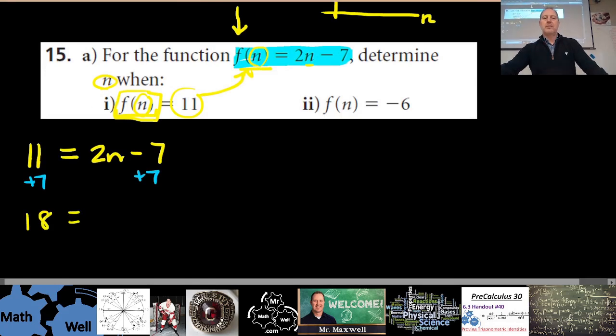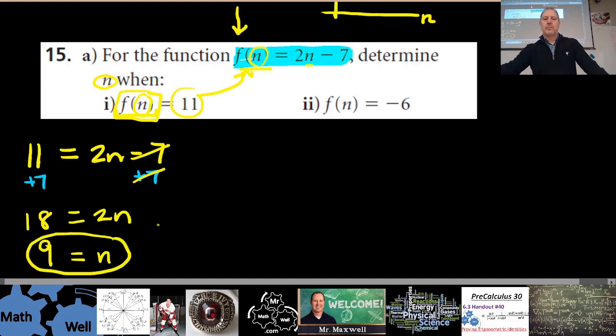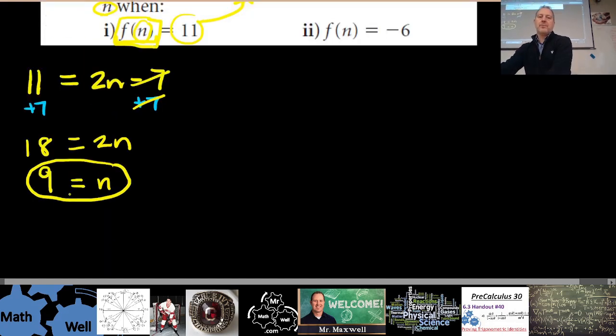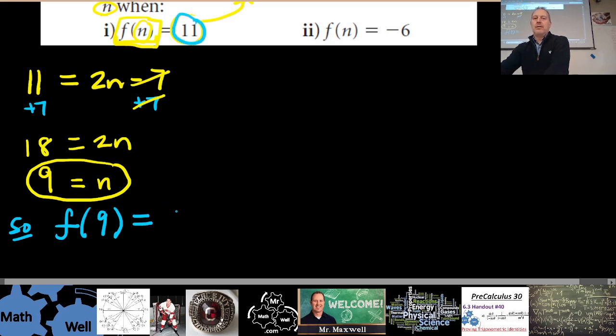This is 18 equals 2n. So those are gone. n is 9. Okay. So you don't have to write this, but watch this. This is important. So this means that f of 9 equals what? f of 9 equals 2 times 9 minus 7, or 11. f of 9 is 11. Right? We solve for n, so 9 goes in there.